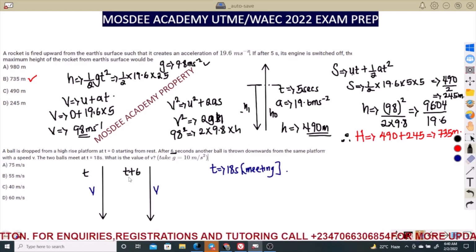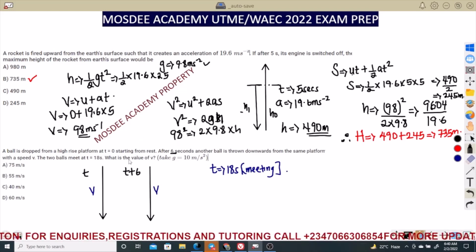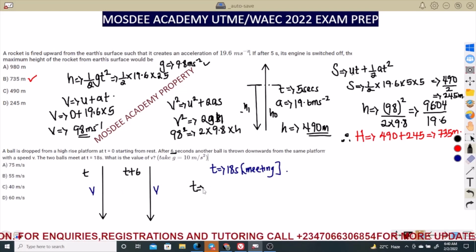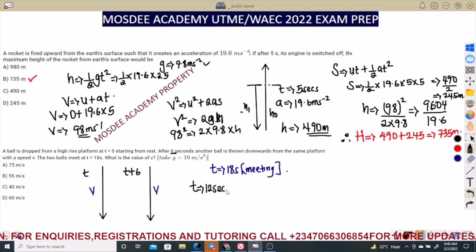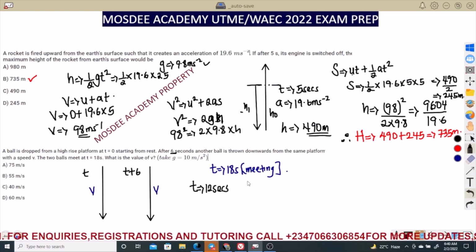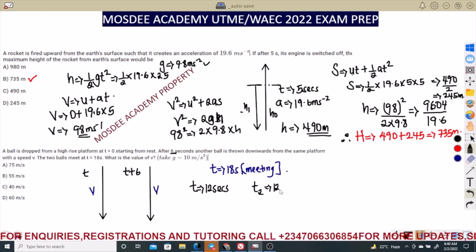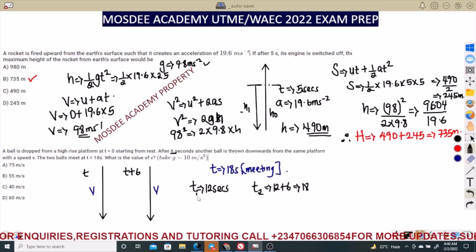So what I'm trying to say now is that if they are meeting at 18, that means the first ball has moved for a time of what? It can be easily concluded that the first ball has moved for a time of 12 seconds for them to meet at 18, because the second ball at that time will be at 12 plus 6, which equals 18. Do you understand that?